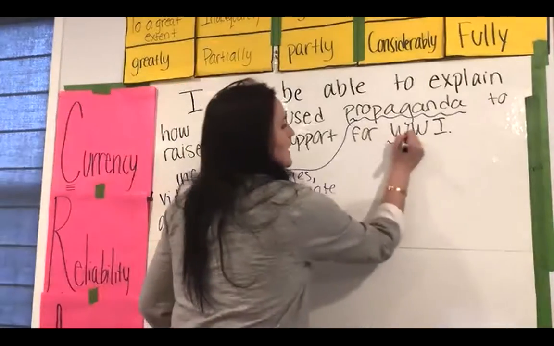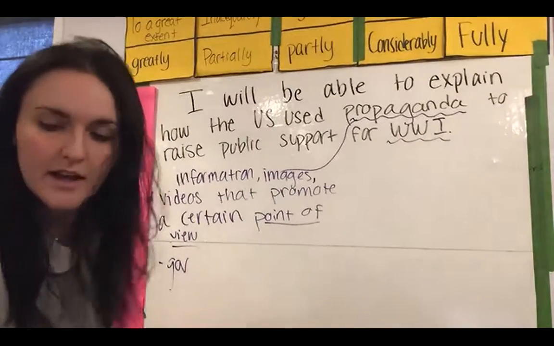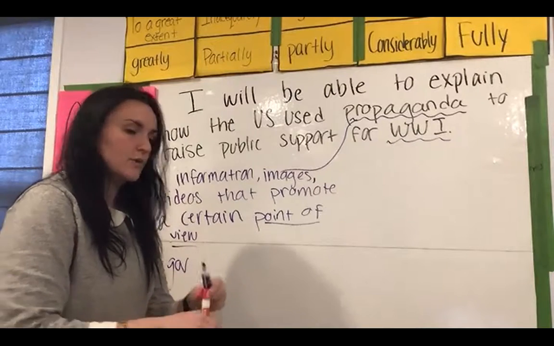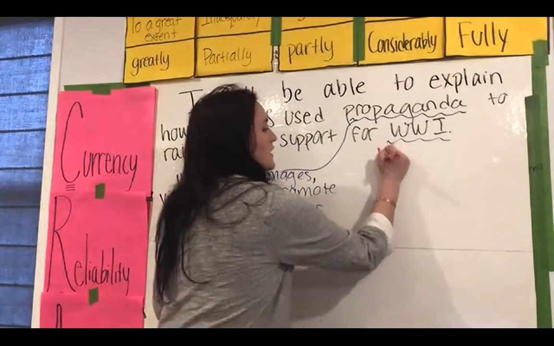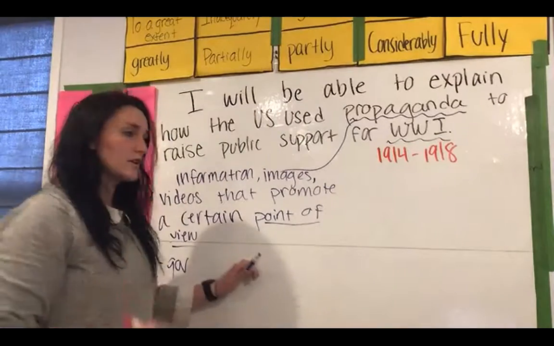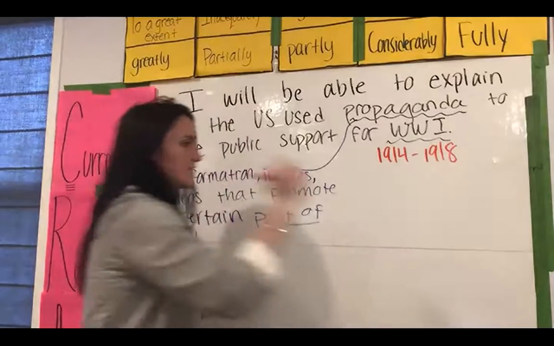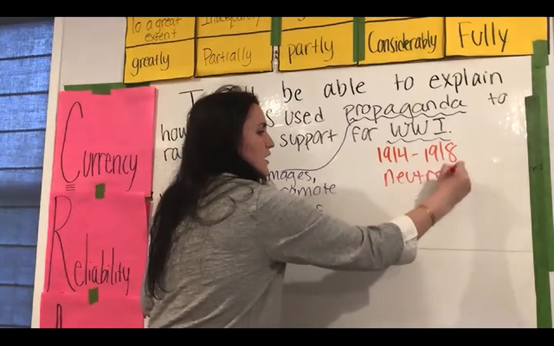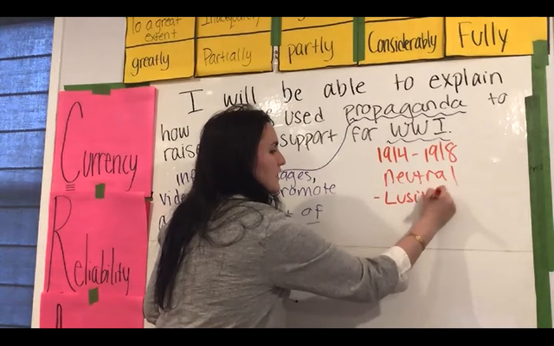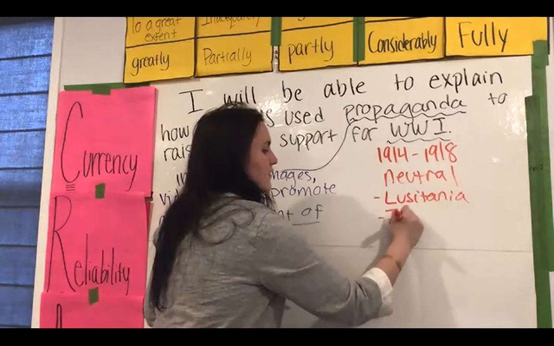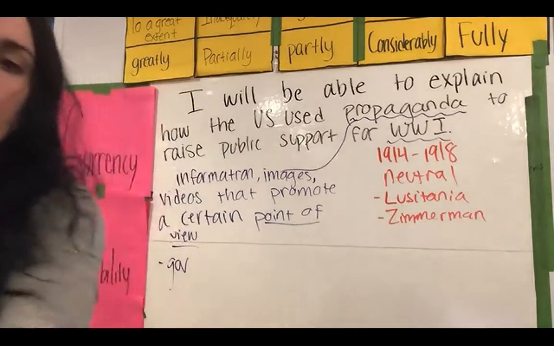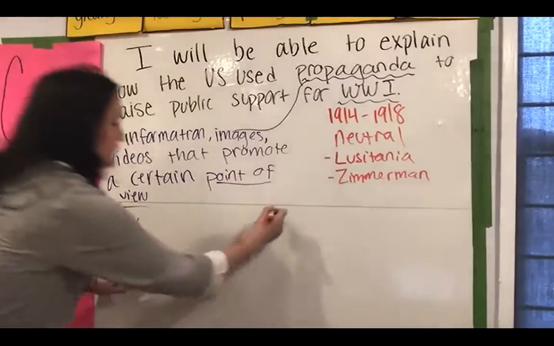So obviously we've been studying World War I for the past couple of days. Yesterday we learned about two events that lead the US into World War I. Remember that World War I lasts from 1914 to 1918. At first, the US stays out of it. They stay neutral. But after yesterday's events, the sinking of the Lusitania, that cruise ship, and the Zimmerman telegram, the US decides to jump into this conflict.